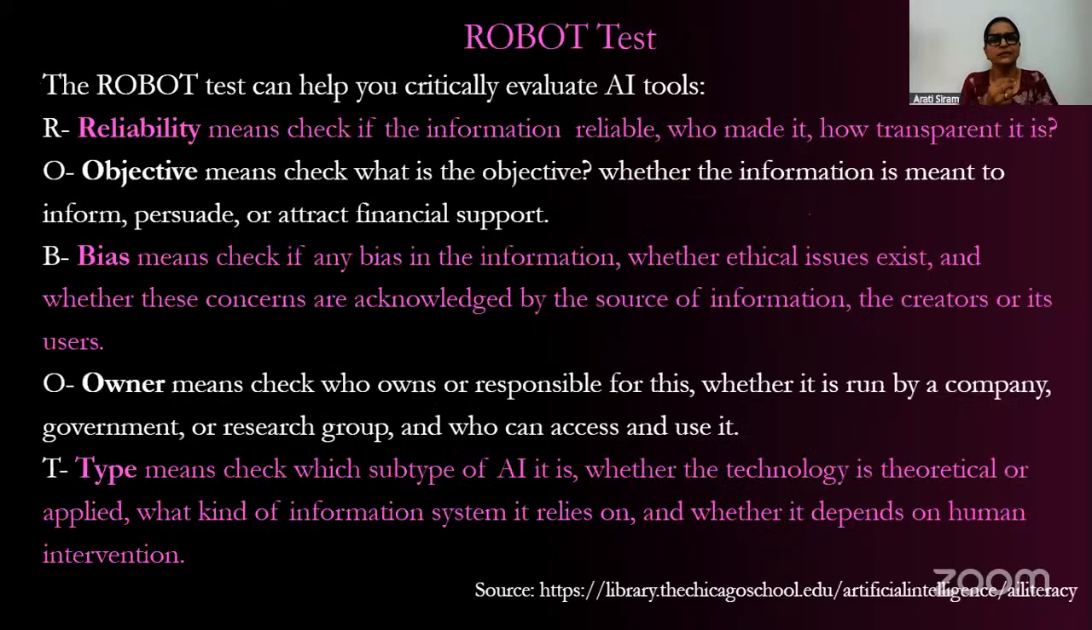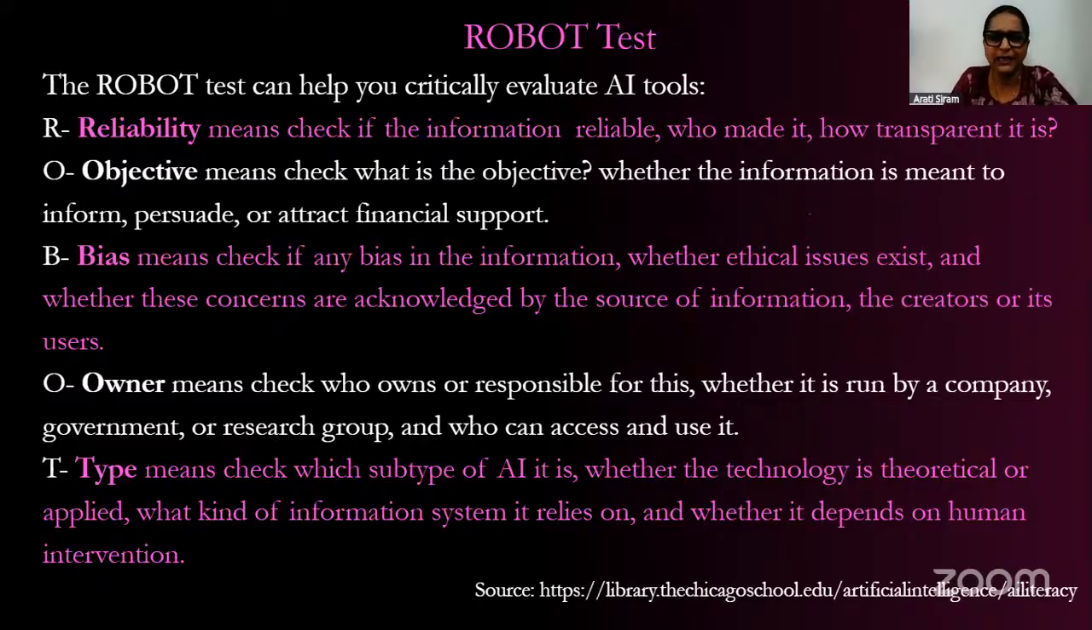Now, next one is the ROBOT test, which is for critically evaluating AI tool generated information. It is very simple. R is for reliability: whether the information is reliable, who has made it, and how transparent this information is. If it is just in flowery language, which does not have any kind of fact in it, it is not reliable. Objective: what kind of objective was behind this particular information? Whether it is meant to inform, to persuade, or just to get financial support, then it's probably not authentic information.